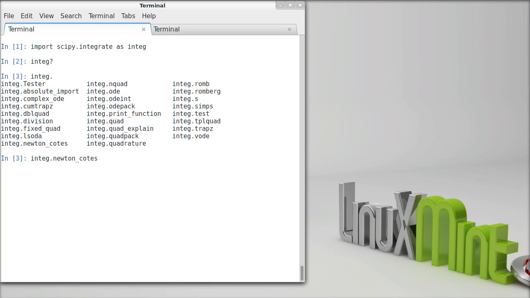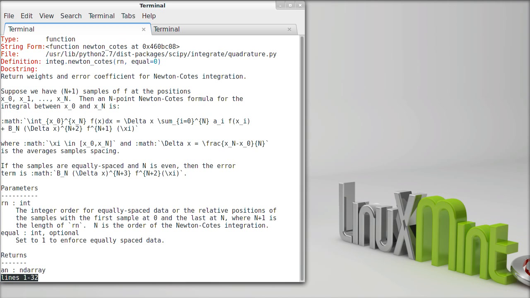When we first talked about integration, we talked about how one thing you can do is approximate the function using an interpolating polynomial, and that reduces the problem to integrating over polynomials instead of integrating over whatever function you started with. That's nice because we know how to integrate over polynomials, but we've still got to do the integral over polynomials. Well, this routine does it for us. It returns the weights and even the error coefficient that we can use for Newton-Cotes integration.